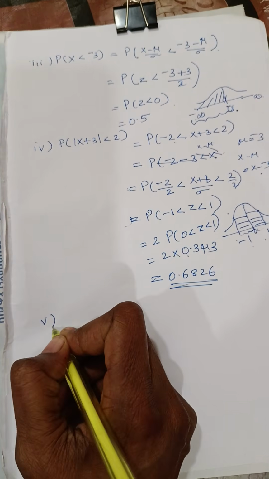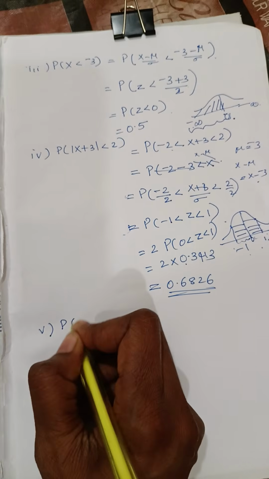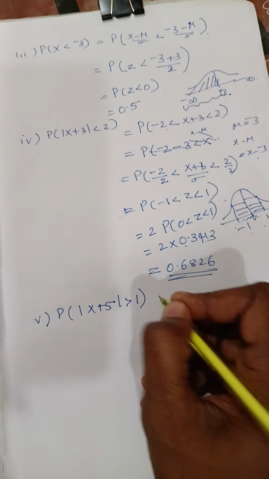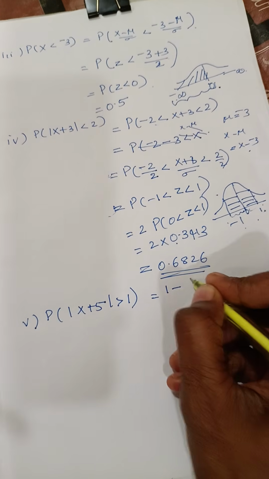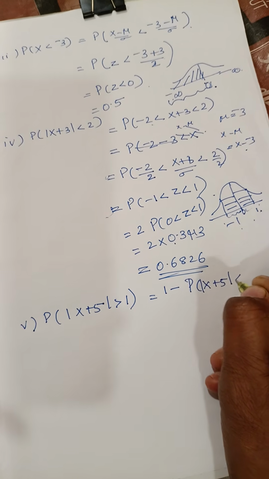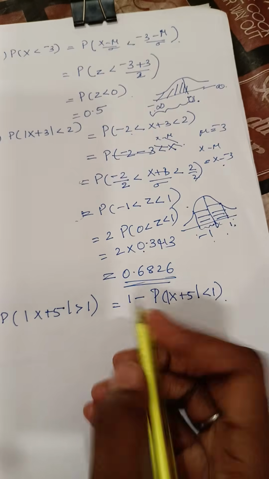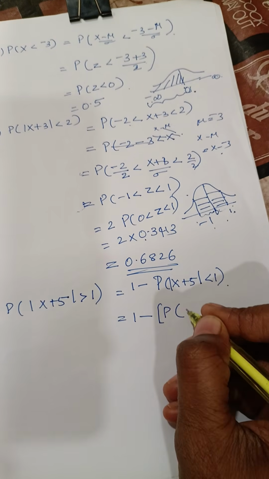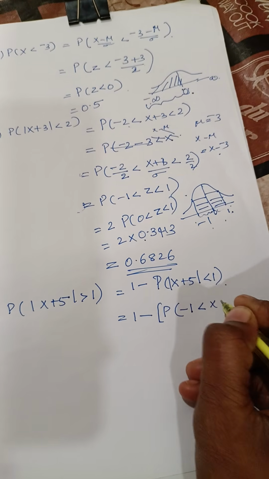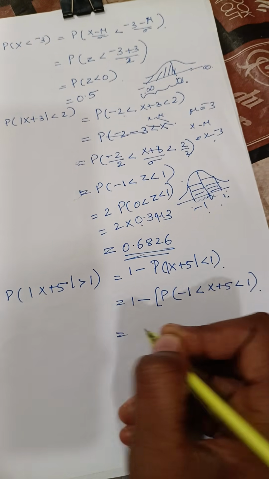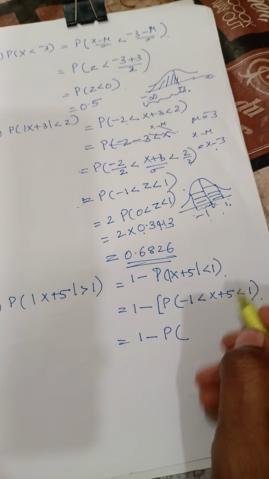And we are having the last section, that is the fifth question, which is probability of modulus x plus 5 greater than 1. We can write this as 1 minus probability of modulus x plus 5 less than 1, isn't it? That is 1 minus probability of what? This can be written as minus 1 less than x plus 5 less than 1, which is equal to 1 minus probability of what we can do?